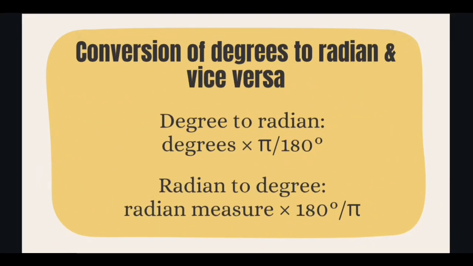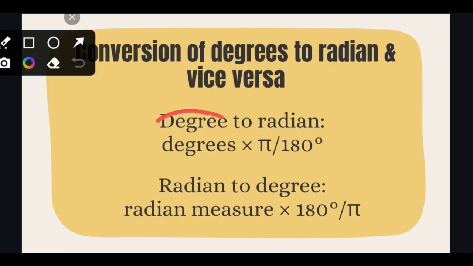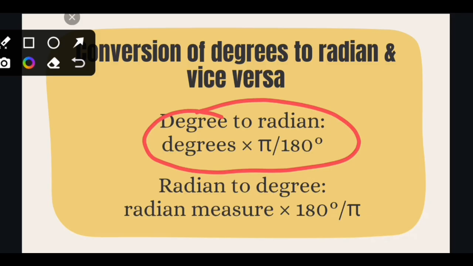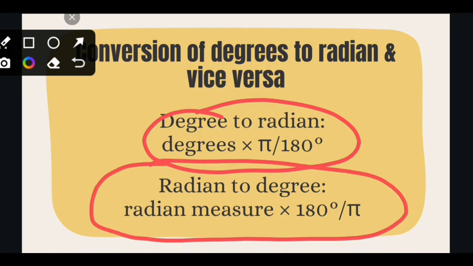Our first topic is the conversion of degrees to radians and vice versa. Kapag ang given na meron tayo is degree at gusto natin siya i-convert to radian, ang formula na gagamitin natin is degree multiplied by pi over 180 degrees. Kapag naman ang given natin ay radian tapos gusto natin siya i-convert to degree, ang gagamitin natin na formula is radian measure multiplied by 180 degrees over pi.